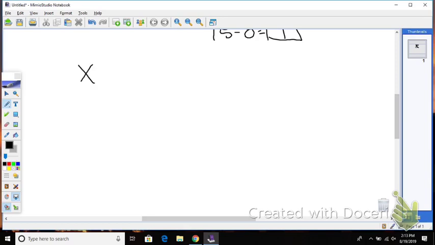Tell me this. Can you combine these two terms together? No, you cannot, because one has a squared and one does not. You have to have the same letter and you have to have the same power to be able to combine together. So x and x squared cannot go together.